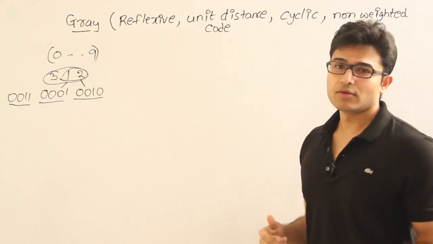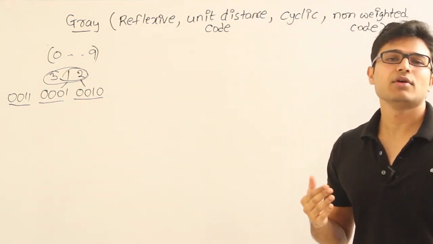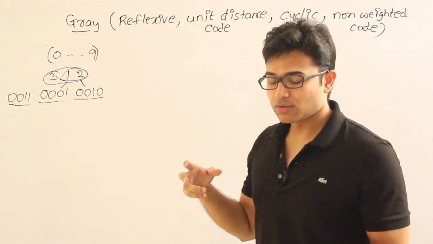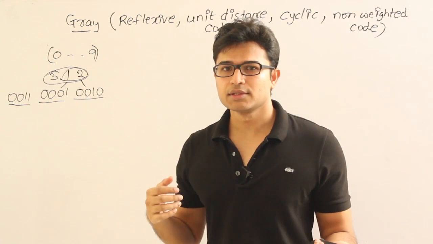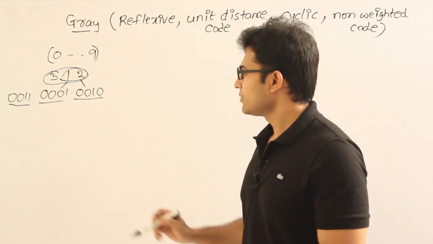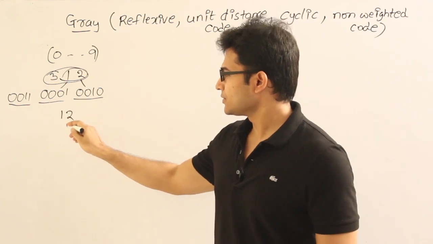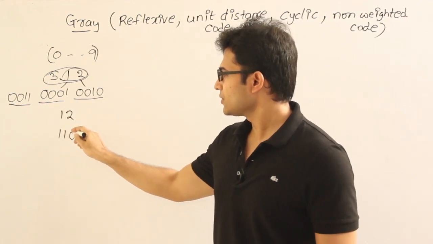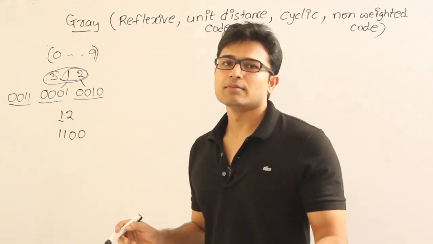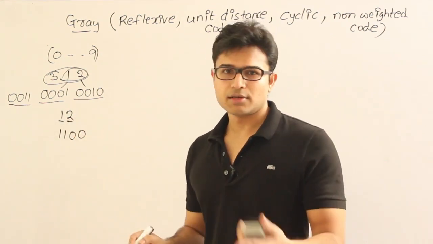But in gray code, we need not do that. Gray code is not just used to represent 0 to 9, and we do not use these combinations to form bigger numbers. It is just like binary. If you remember, in binary we have the combination for 12 directly, isn't it? In binary, 12 is 1100. We do not take 1 and write it in binary, and take 2 and write it in binary.